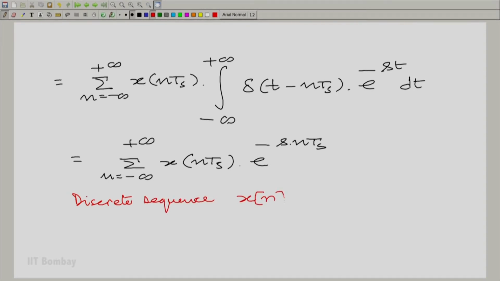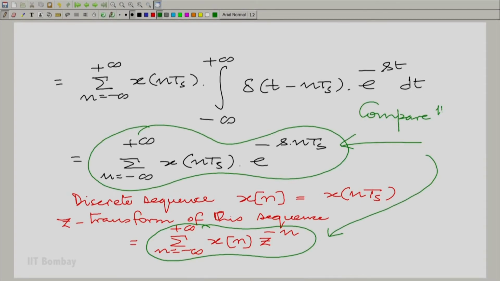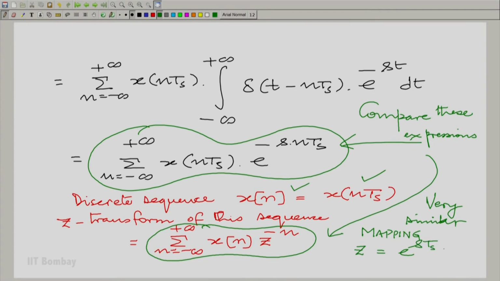You see, we could think of a discrete sequence x[n] given by x at the point nTs. So, the sampling creates a discrete sequence, and we could think of the z transform of this discrete sequence, and we can now compare these two expressions. In fact, the expressions are very similar. If we accept this correspondence, x[n] is x at nTs, and if we also make the mapping, z is essentially e raised to the power sTs, then the expressions are identical.